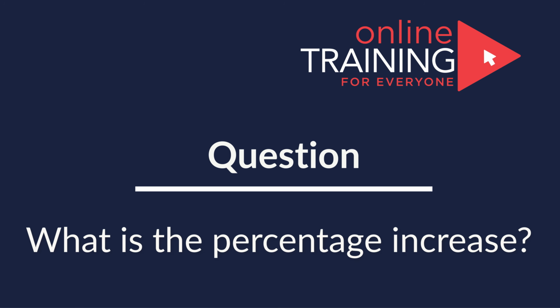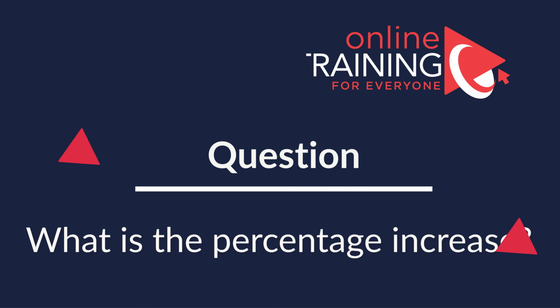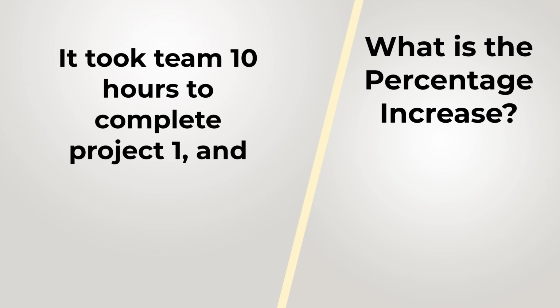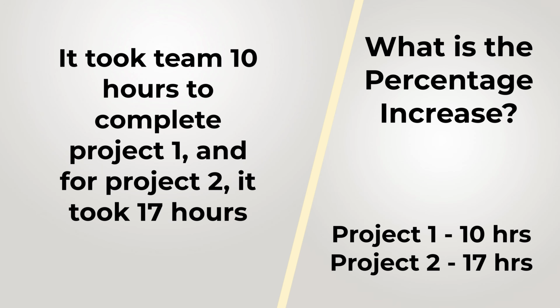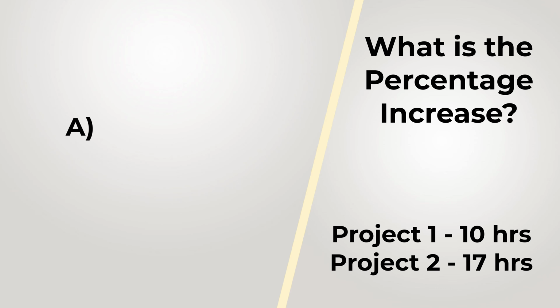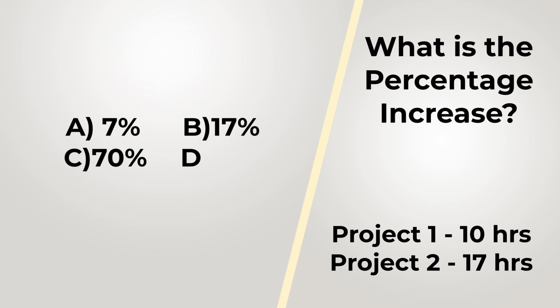Here is a frequent question on the test that a lot of people get wrong. It took 10 hours to complete project 1. For project 2, it took 17 hours. What is the percentage increase between 2 projects? You're presented with 4 different choices. Choice A, 7%. Choice B, 17%. Choice C, 70%. And then choice D, 170%.